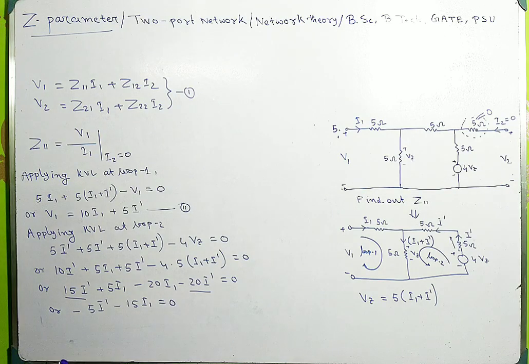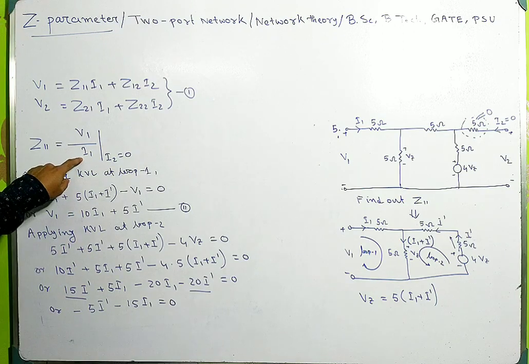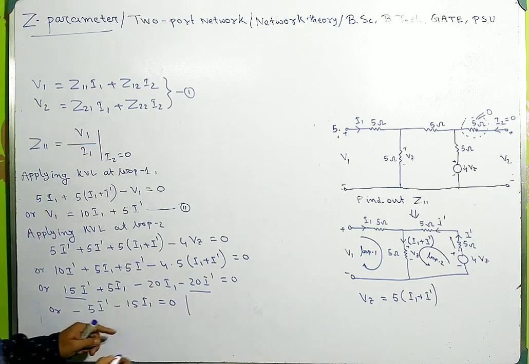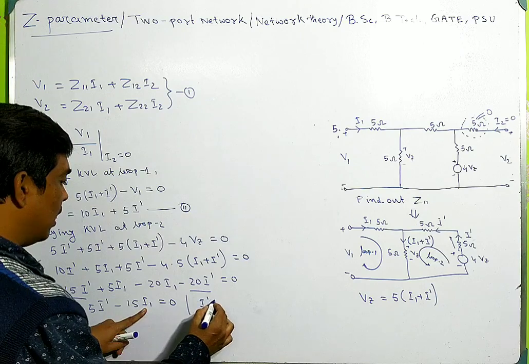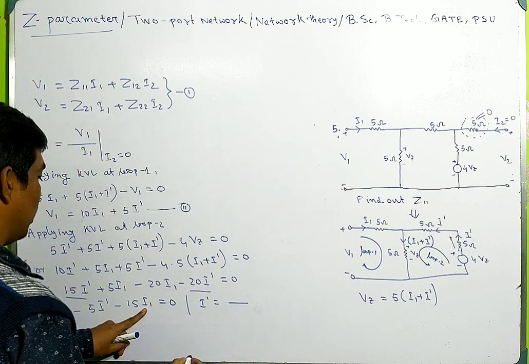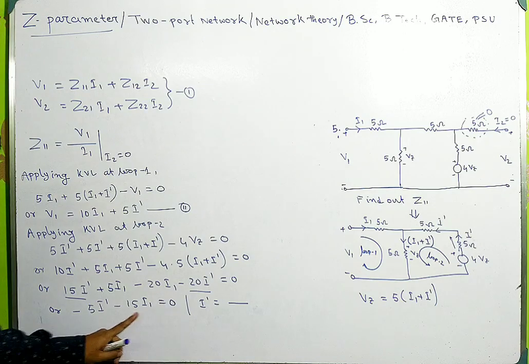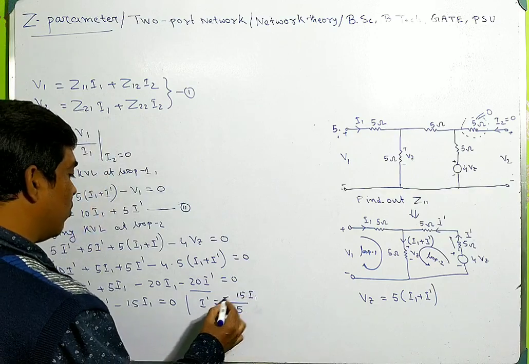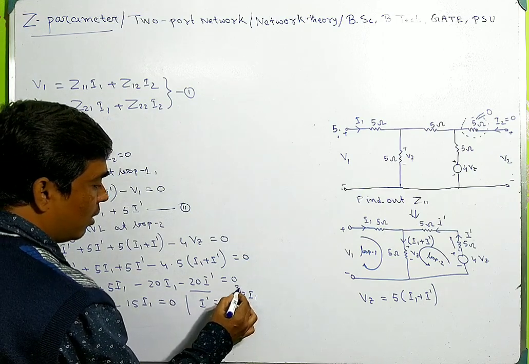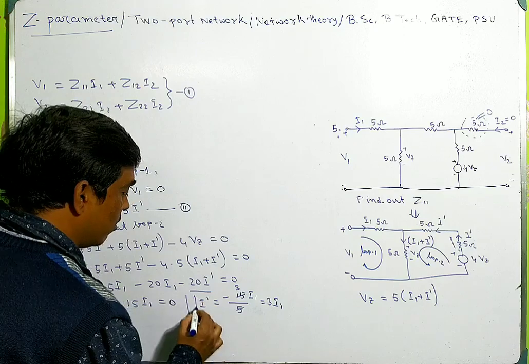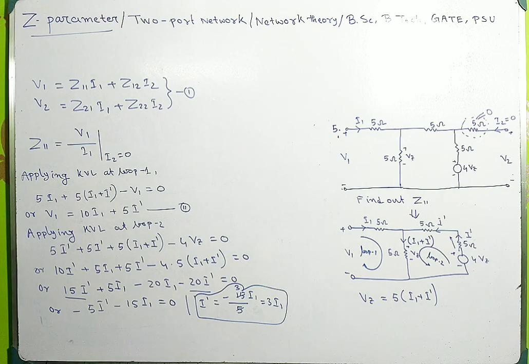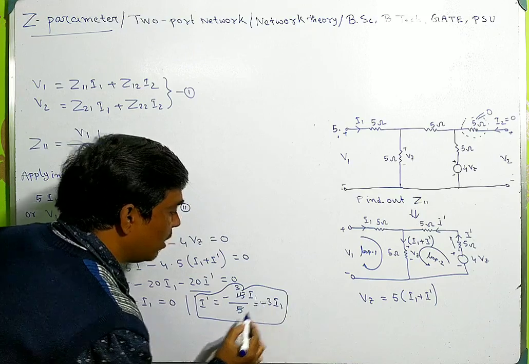So we need I1. From this equation we can get I dash equals 15 I1 divided by 5, with a minus. So this is 3, so it will be 3 I1. This is the equation: I dash equals minus 3 I1.